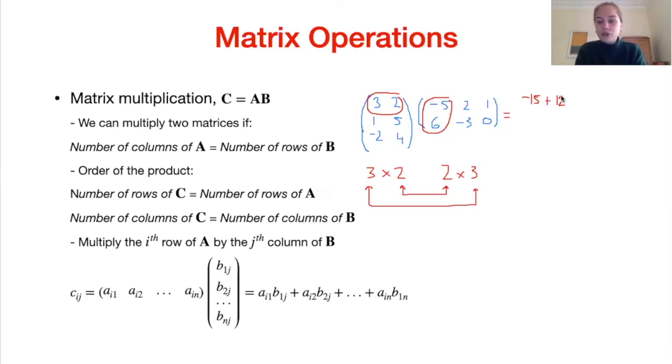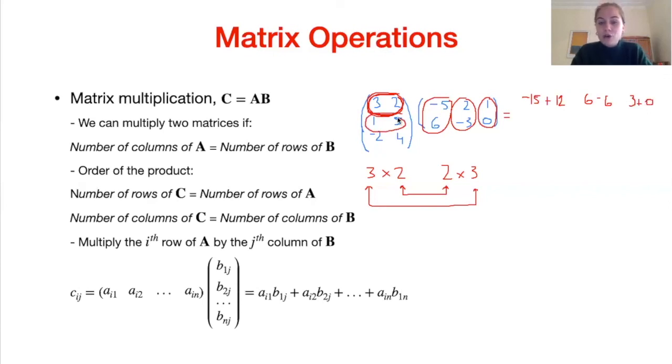To get the first row, second column of our product, we need to multiply the first row again by the second column of B. So first row, second column is first row of A, second column of B. So we find this is 3 times 2, which is 6, plus 2 times minus 3, which is minus 6. Then getting the first row, third column, again multiplying the first row of A by the third column of B, we see that this is going to be 3 plus 0.